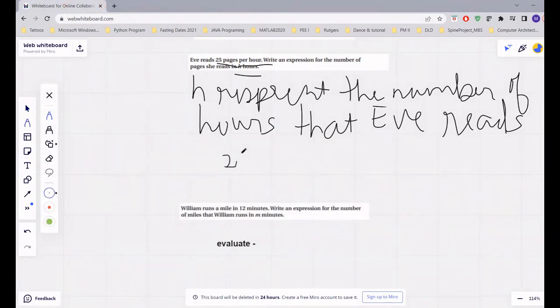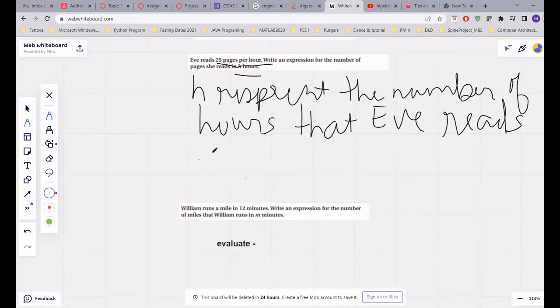25 times H, or we could say 25H. Let's think of it this way. 8 groups of 25 pages. So she reads 25H pages in 8 hours. All right.